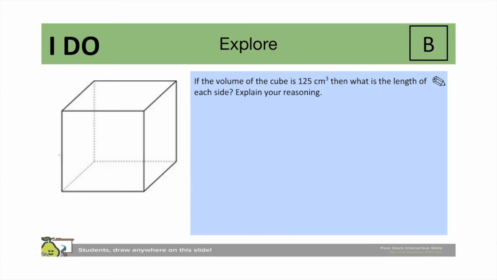For the I do, it states: if the volume of the cube is 125 centimeters cubed, then what is the length of each side? Explain your reasoning. In the synthesis, you introduce them to cube root, and you're going to model it explicitly for students now.